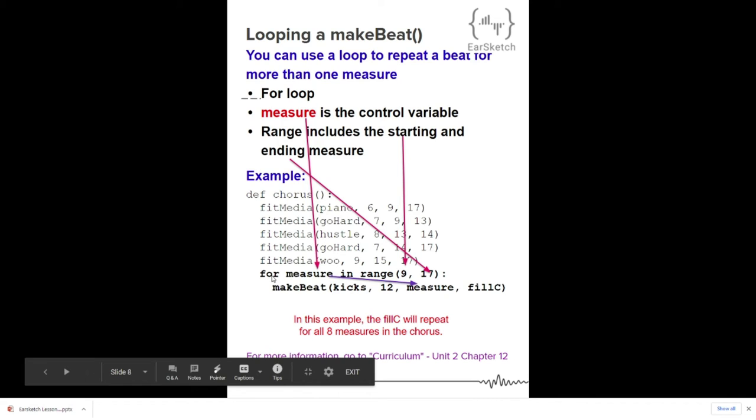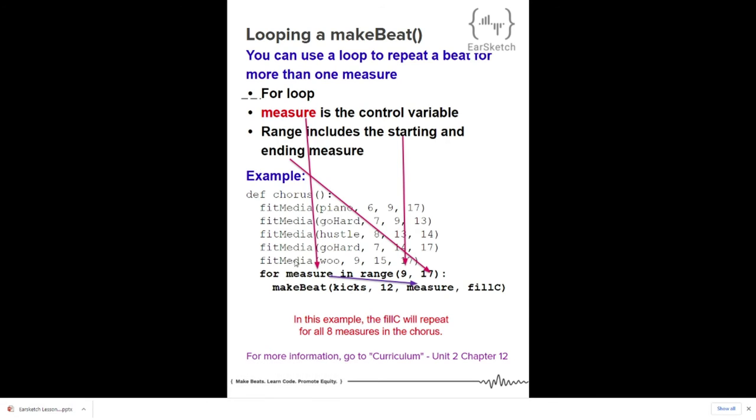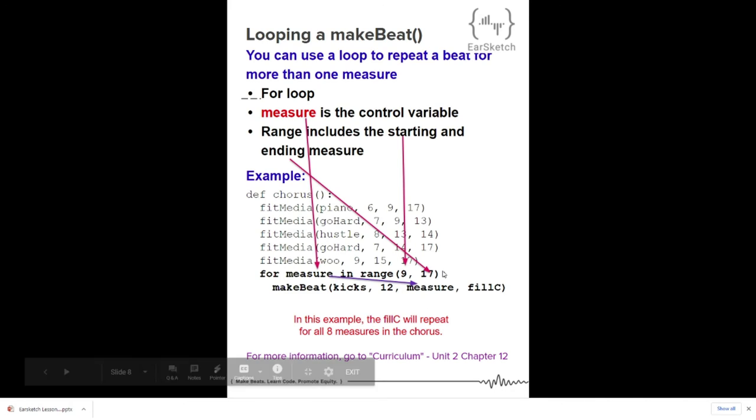I start with the word for, and then I have some kind of variable here. I'm using the word measure because each fill is one measure. And then I have the word in, range, and the first number in the range is the first measure I want to start at, and then one past the last measure. So this is going to go starting on measure 9 and all the way through 16, and when it gets to measure 17, it stops. So this is going to give me 8 measures of fill C.